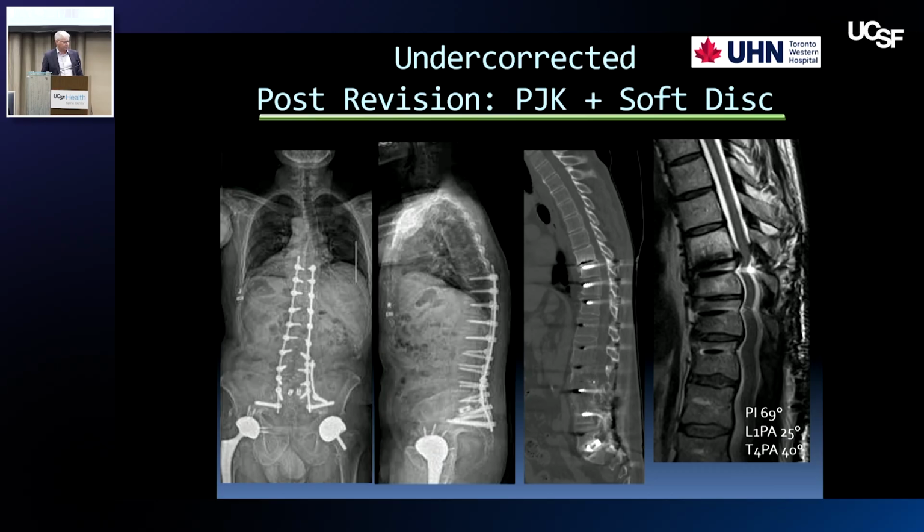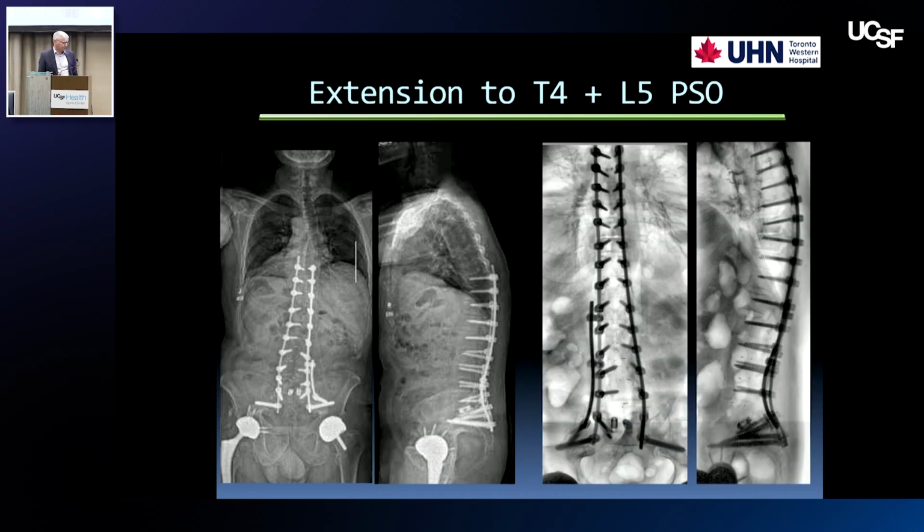And extend him. And so once we extended him, we took the opportunity to do an L5 PSO for him to realign him at the same time. And so we ended up with an extension to T4 with an L4 PSO, which we just did last week for him, and he's done well in the early follow-up, trying to realign him as a main cause of his undercorrection.